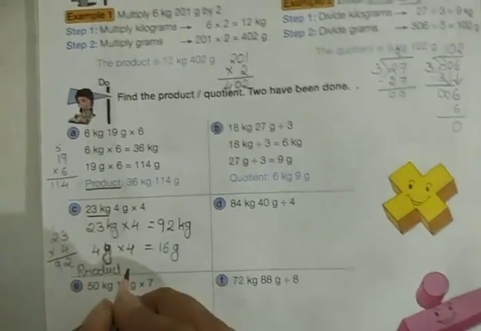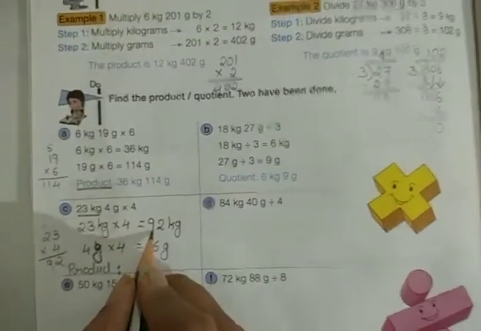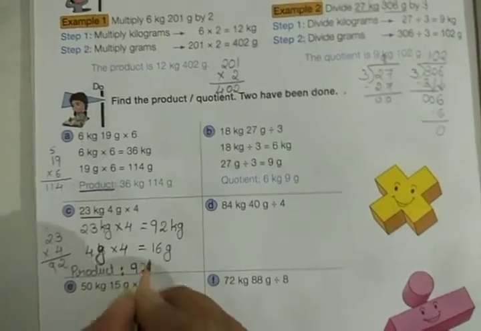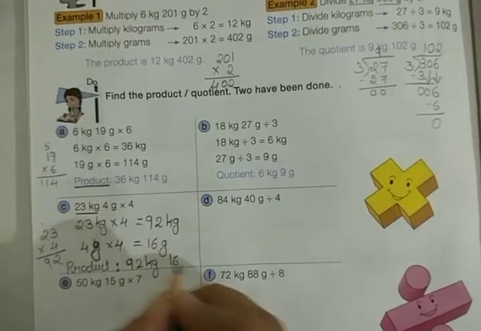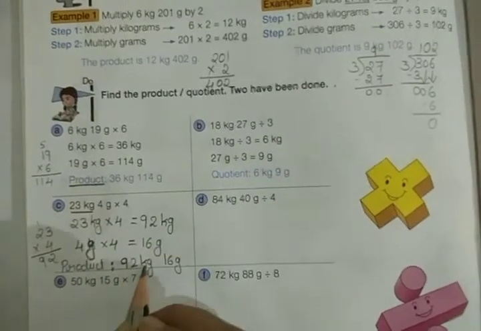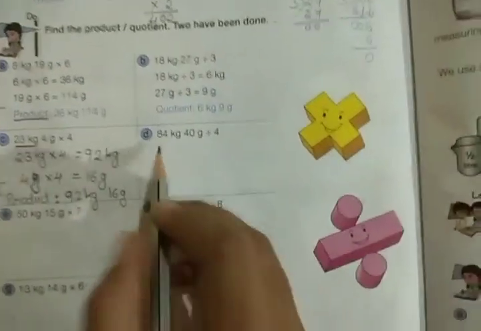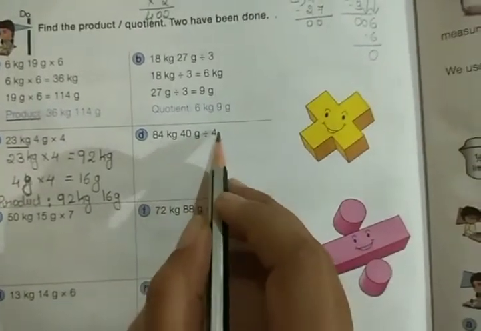Product is equal to, first write down kg. We have got the kg answer as 92 kg and then 16 grams. Okay, 92 kg 16 grams. Now see, D1 is division. 84 kg 40 gram divided by 4.